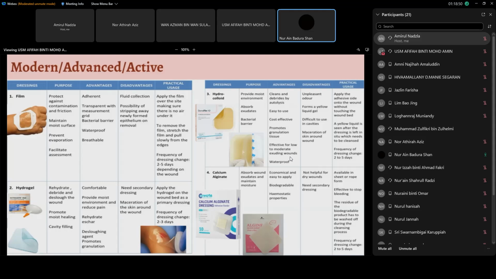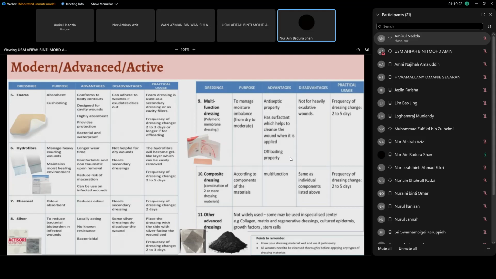The third one is hydrocolloid. This one also provides a moist environment and absorbs exudate. However, it has an unpleasant odor and it is difficult to use in cavities. Next, we have calcium alginate. It can also absorb wound exudate and maintain moisture. However, it is not very helpful for dry wounds. So if we have a dry wound, we cannot use this one.